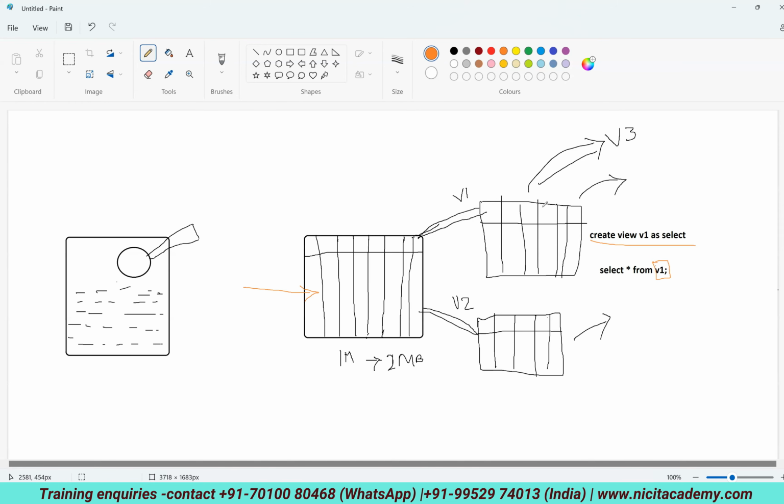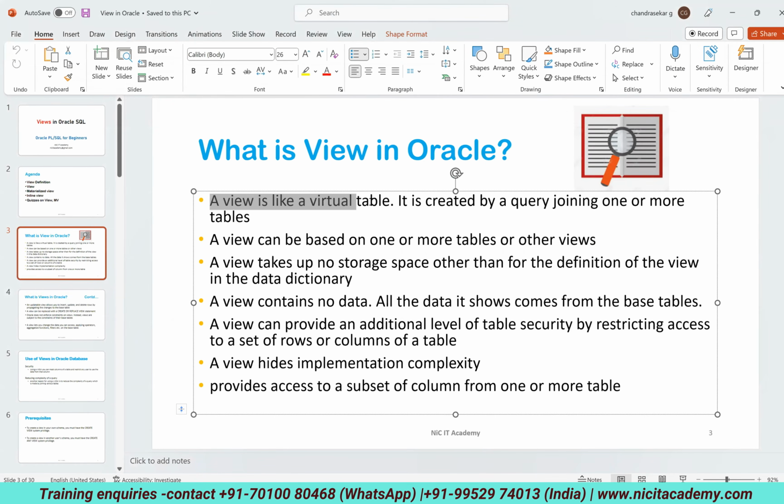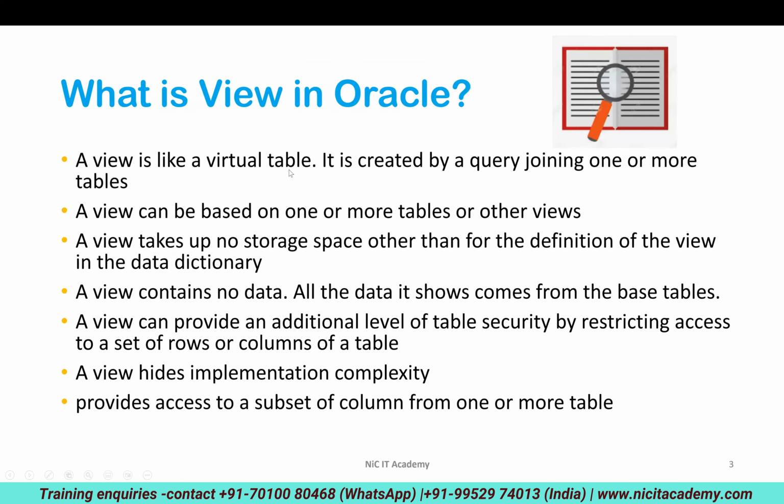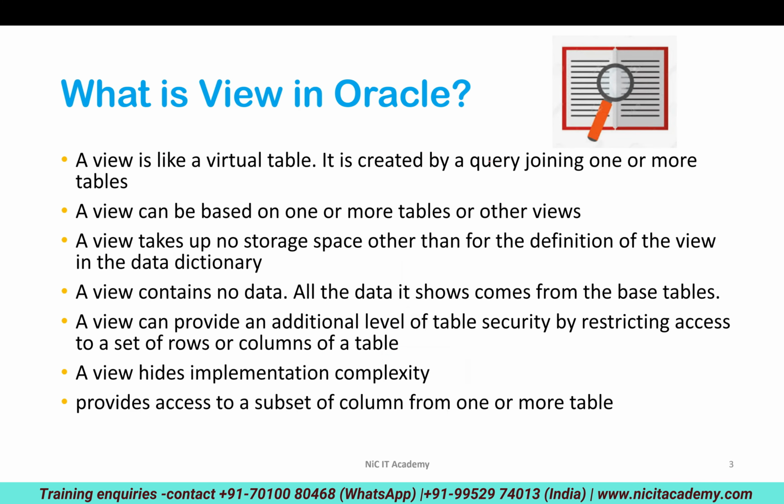This is a simple view. Simple view means the base table is only one table. You are taking the data from one table, that is called a simple view. You can create a view. A view is nothing but a virtual table. It is created by a query joining one or more tables. You can join with one table or more than one table.